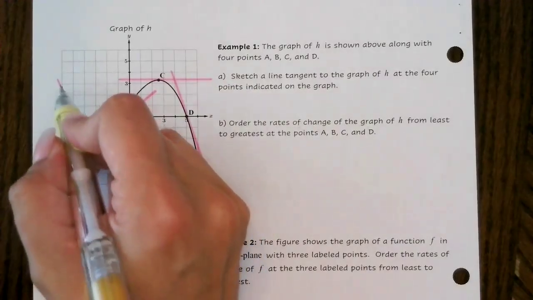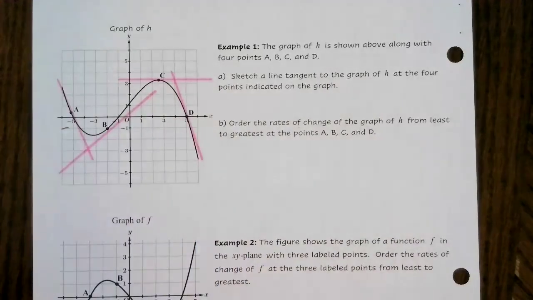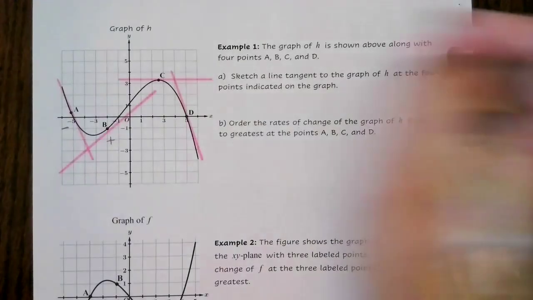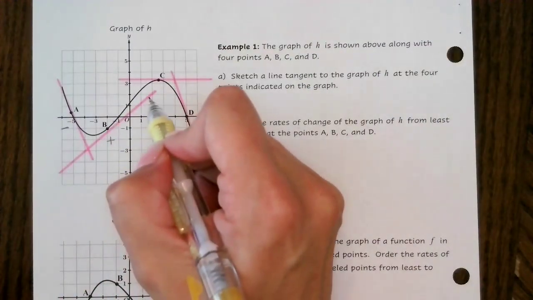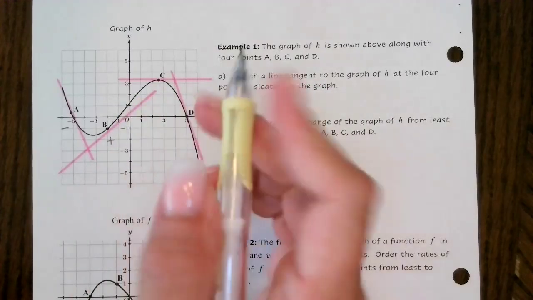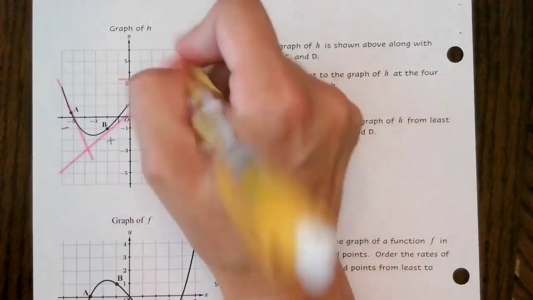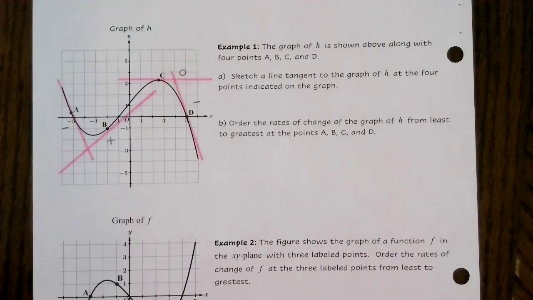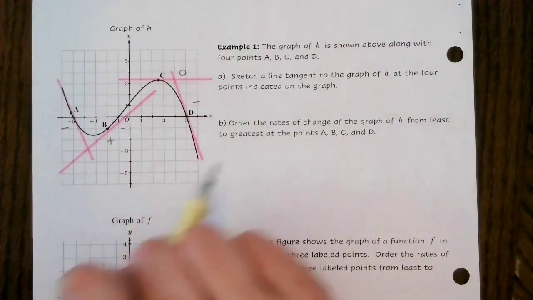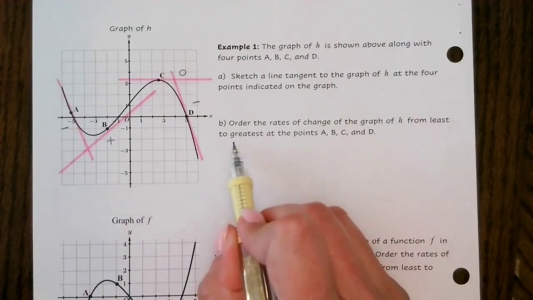On this graph right here, A, my tangent line is decreasing, so I know it has a negative slope there. For B, it has a positive slope because it is increasing right here. We've got a positive slope. We've got a zero slope on the C. And then on the D, we have a negative slope again because our tangent line is decreasing there. So we've got that negative slope. It wants us to order these from least to greatest.